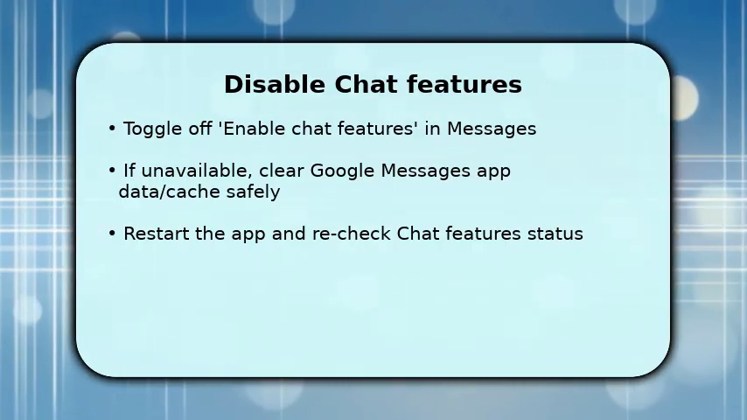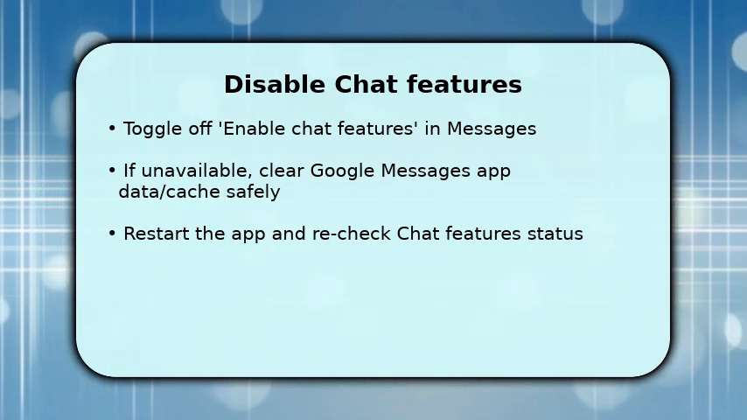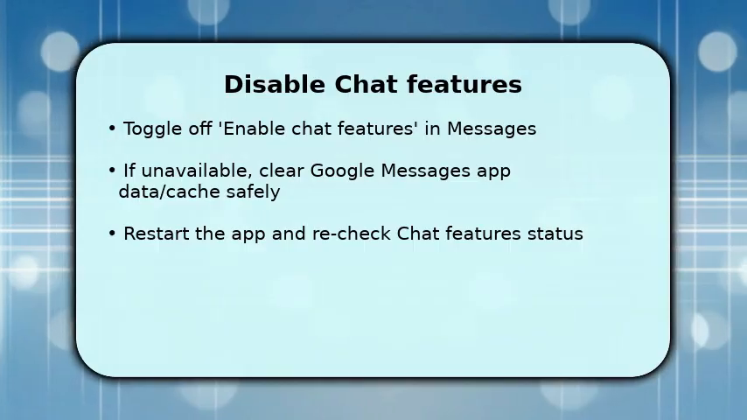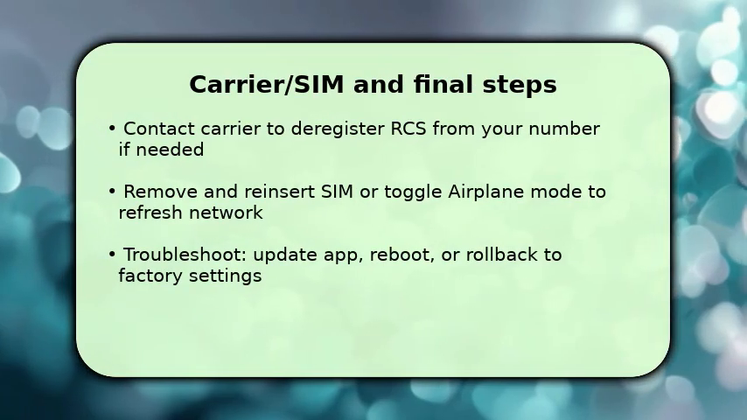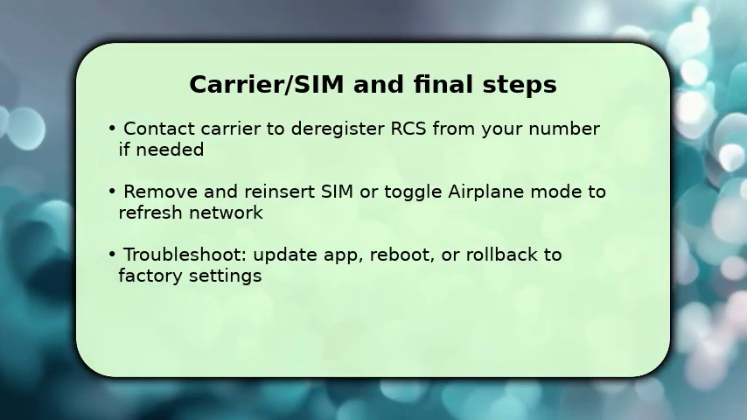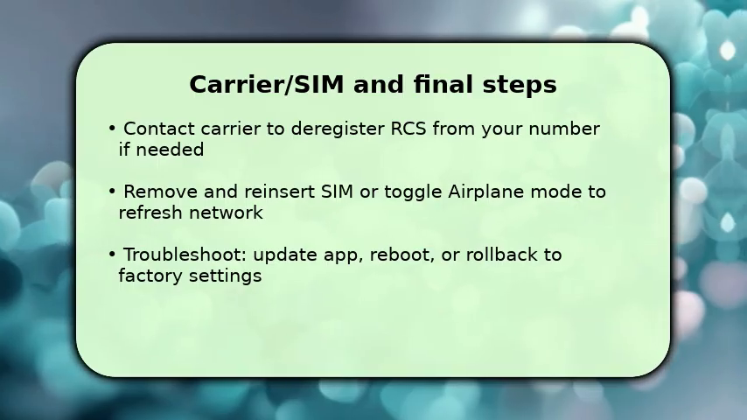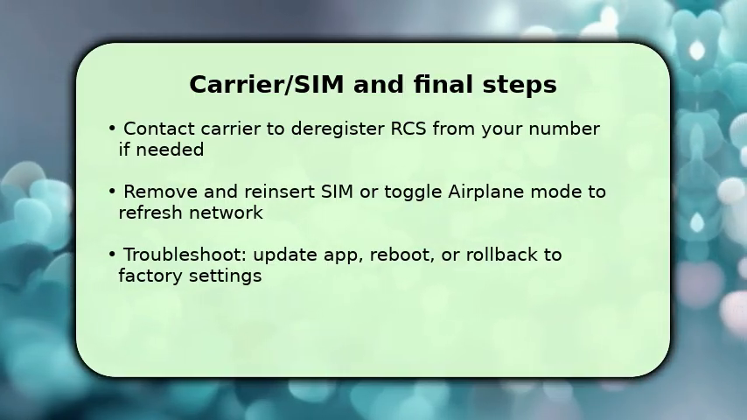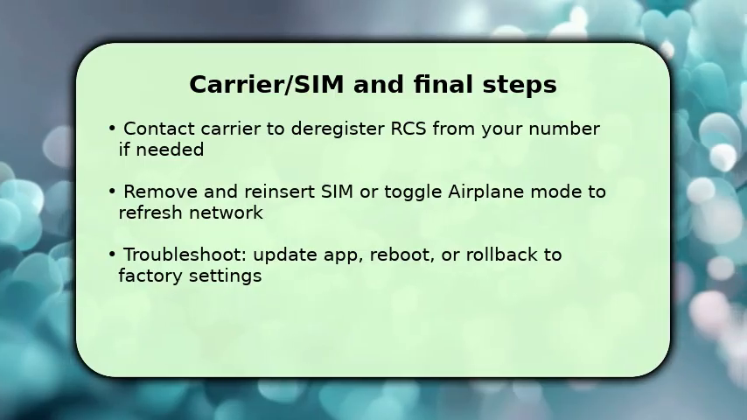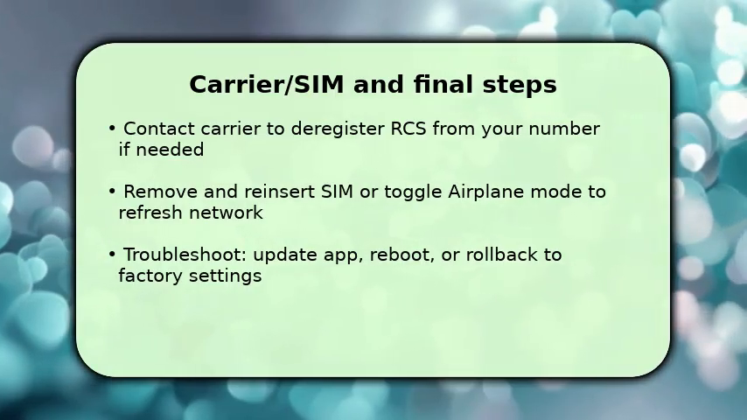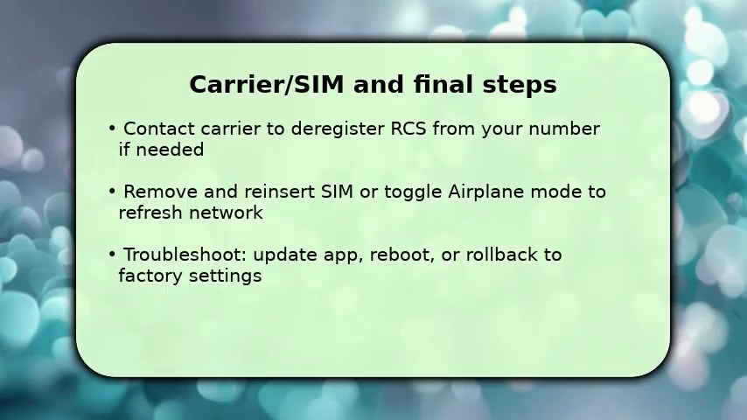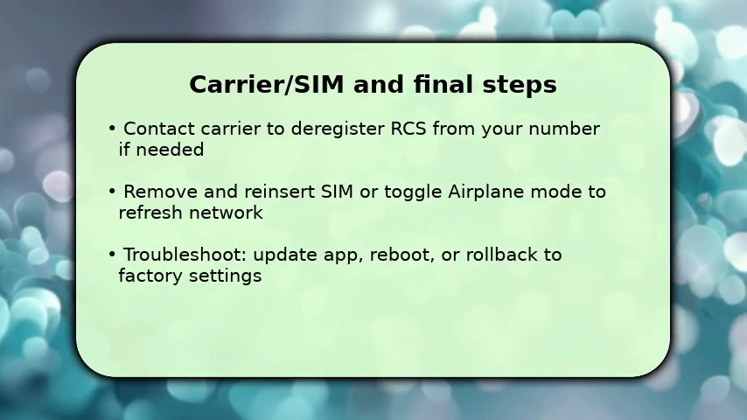Finish by handling carrier-level registration and a final refresh. If RCS remains active, contact your carrier and request deregistration of RCS for your phone number. Some networks reprovision automatically. You can also remove and reinsert the SIM or toggle airplane mode to force a network update. Make sure Messages is updated, or, if problems persist, try uninstalling updates.